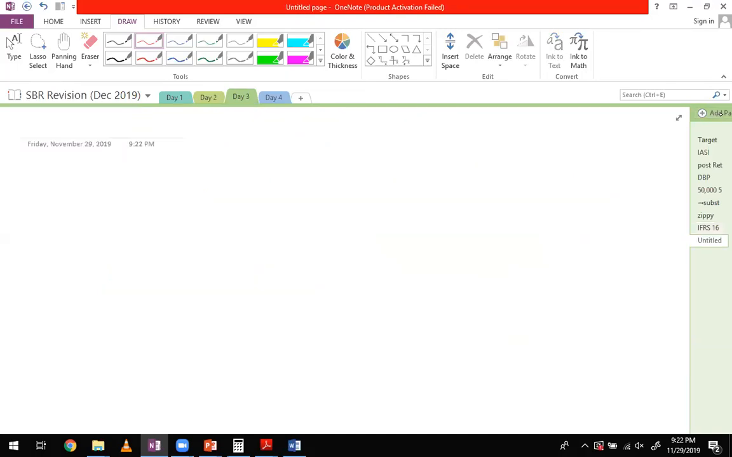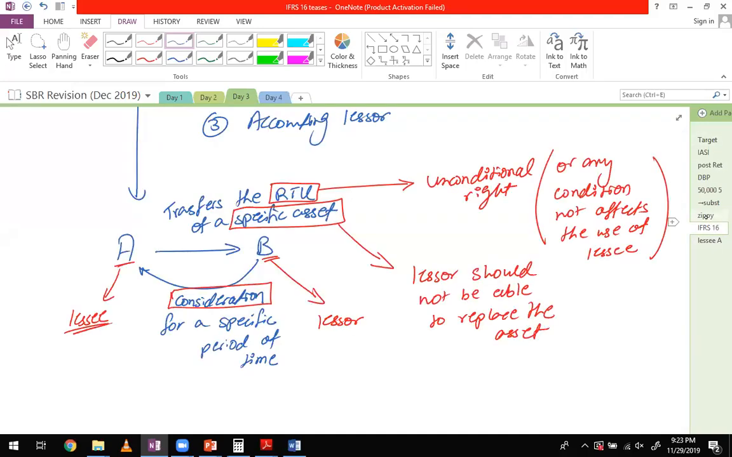Now, if we discuss the lessee accounting, the lessee has to perform three types of accounting. Okay, sorry. A is going to be called the lessor who's providing the asset on lease, and B is going to call the lessee. Sorry for that. A is the lessor who's providing the asset on lease, and B is the lessee who is receiving the asset on lease. I mistakenly said the opposite.